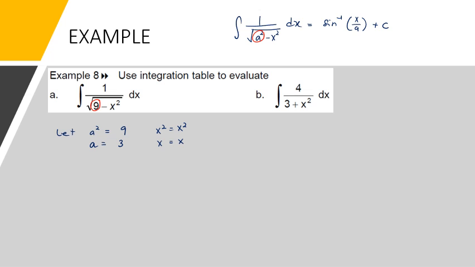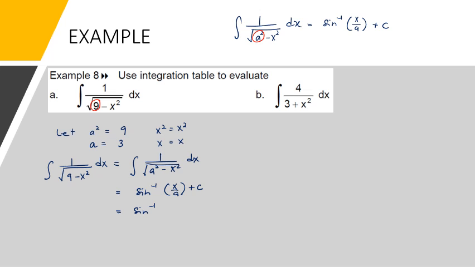Substitute: the integral of 1 over square root of 9 minus x squared dx is equal to the integral of 1 over square root of a squared minus x squared dx. Using the formula, we automatically get sine inverse of x over a, plus c. Substitute back the value of x and a: sine inverse of x over 3, plus c. So this is the answer for A.